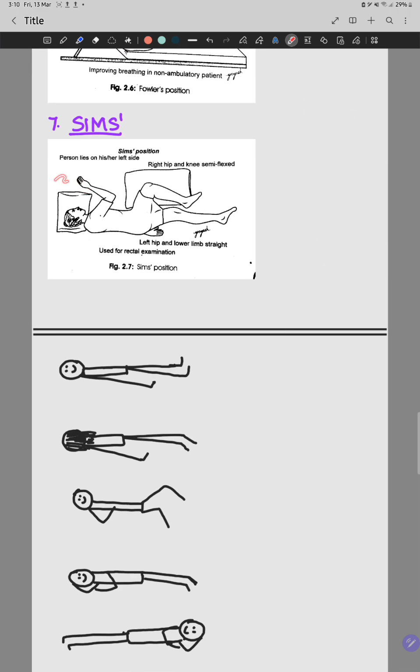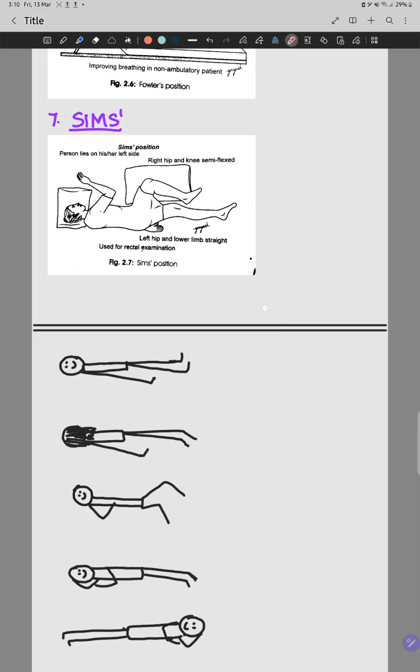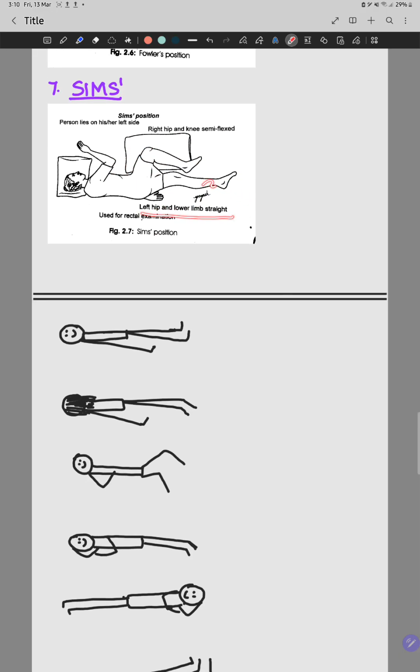Next, coming to Sims position, the person lies on his or her left side, and the right hip and right knee are flexed. Which side are flexed? Semi-flexed. The right side hip and knee are semi-flexed, whereas the lower limb is straight. You can see these are straight. These are used for rectal examination.